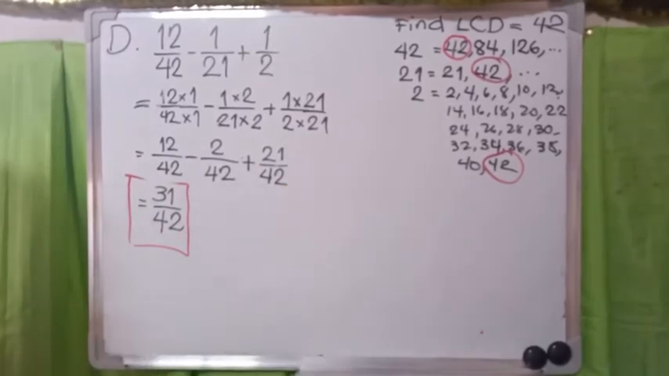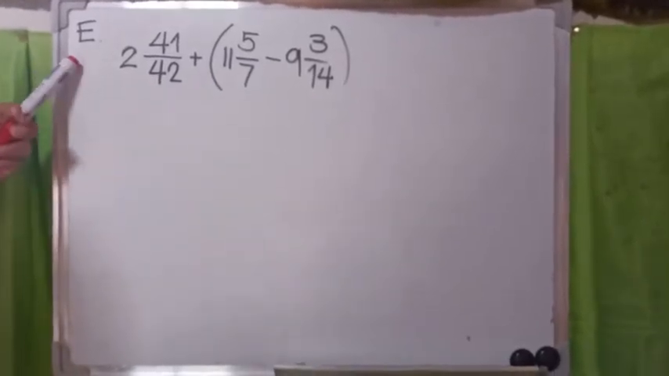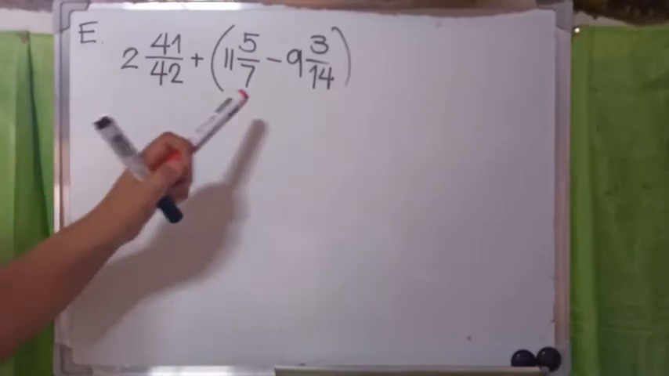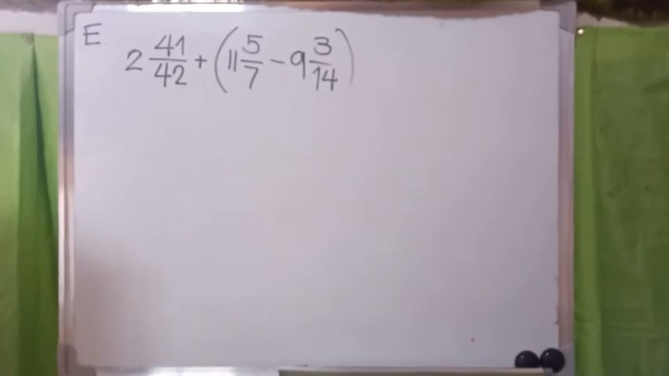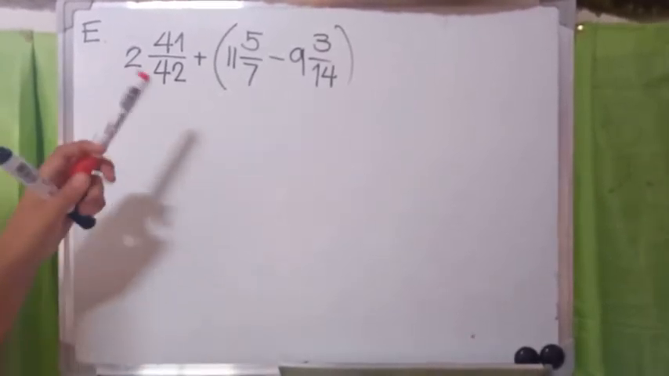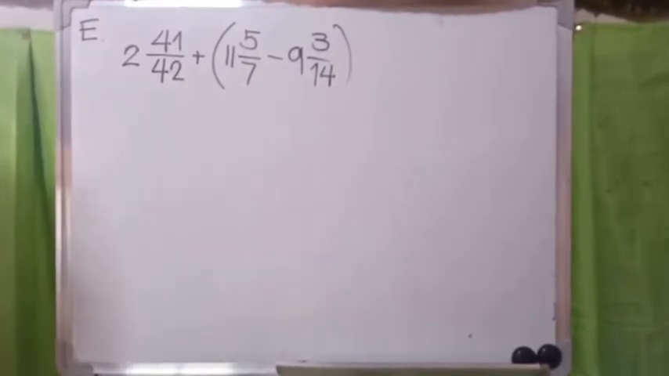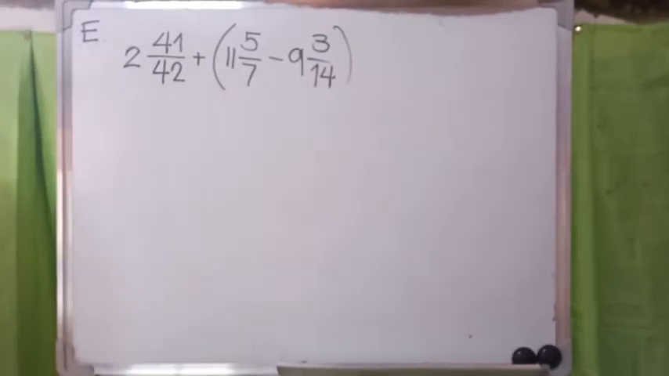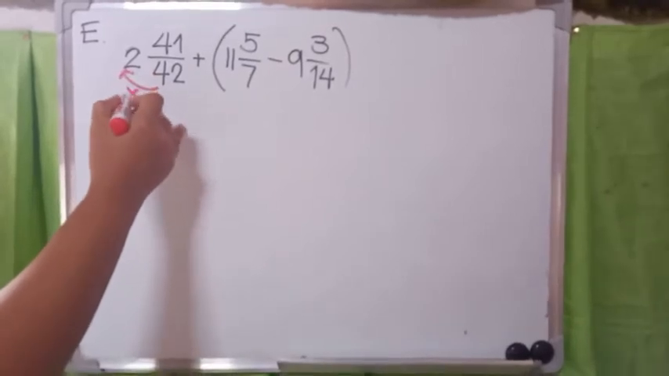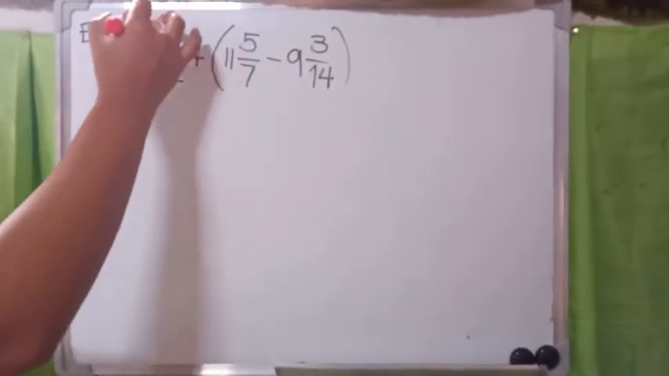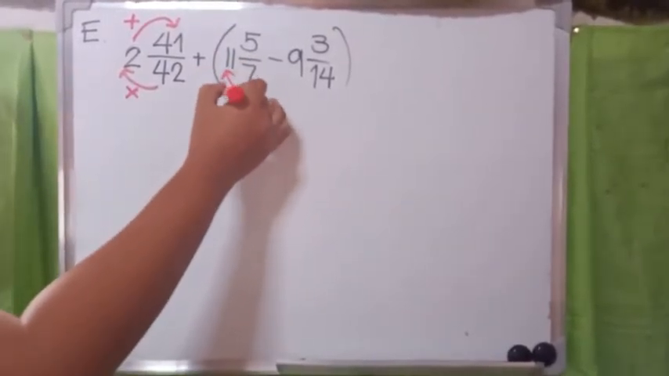Very good. Okay, so let's have our last activity, letter E. You can see that the three fractions are mixed numbers. So always remember, when we come up with a fraction with a mixed number, we need to convert it into an improper fraction. Multiply your denominator to the whole number and add it to the numerator, the same as the others too.